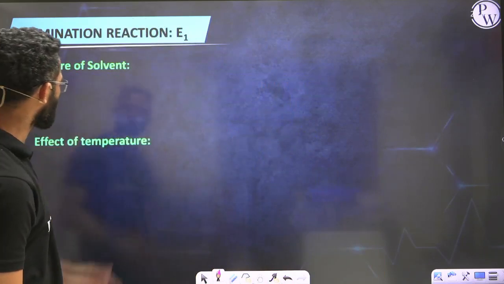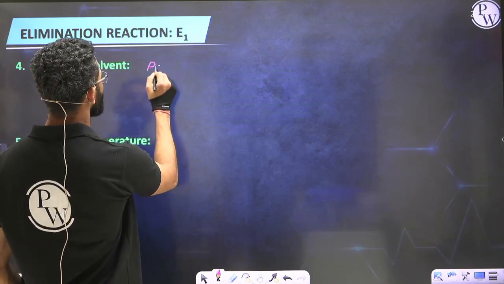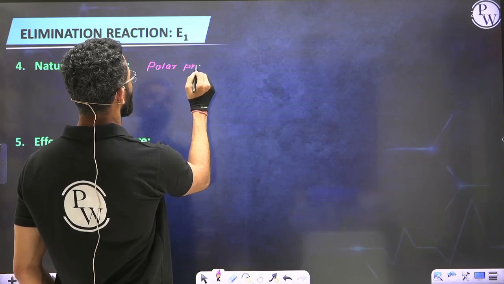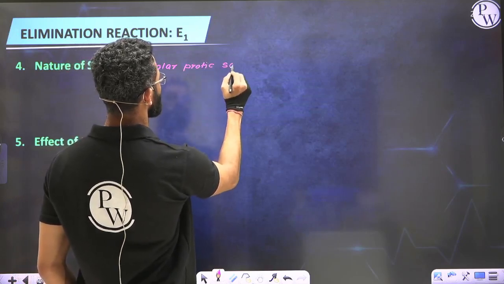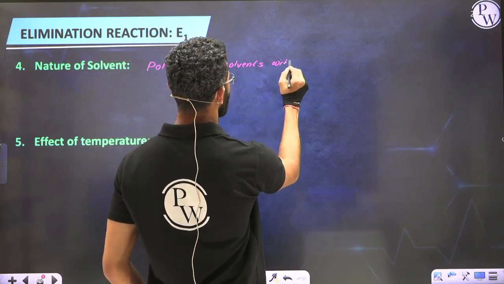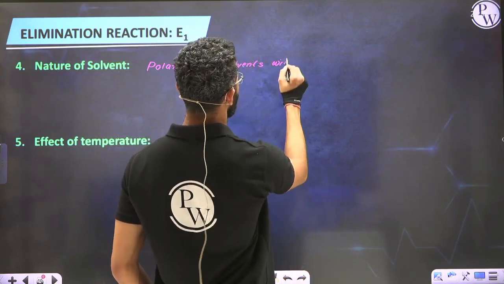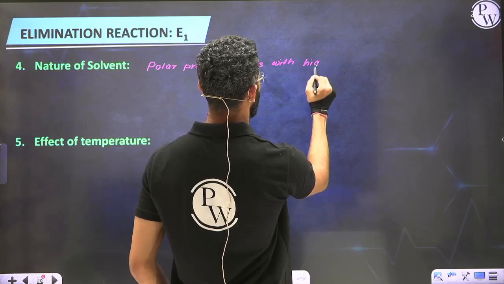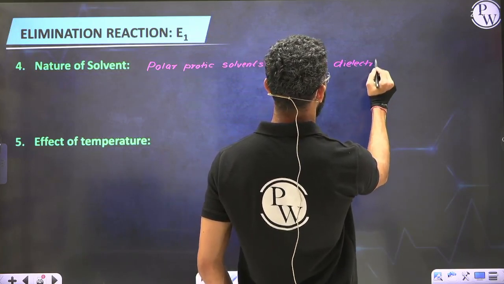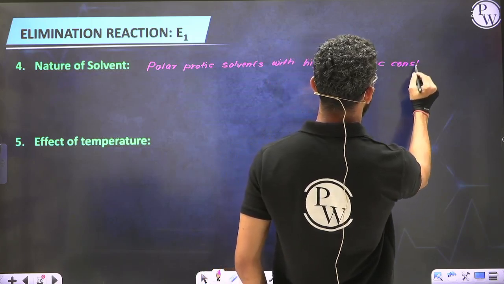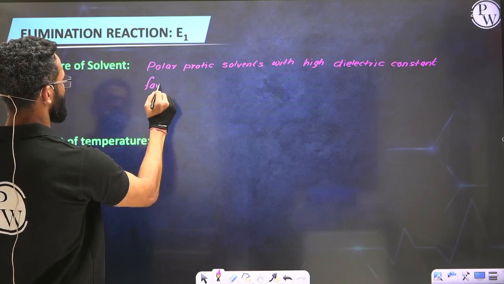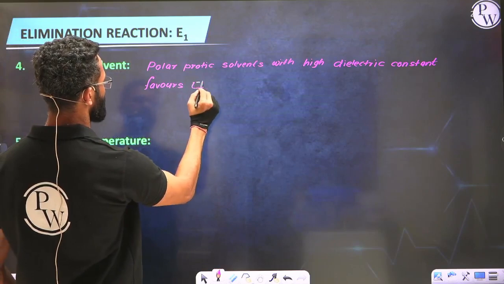Hence everyone, the nature of solvent is we need polar protic solvents with high dielectric constant like water, with high dielectric constant favors E1.